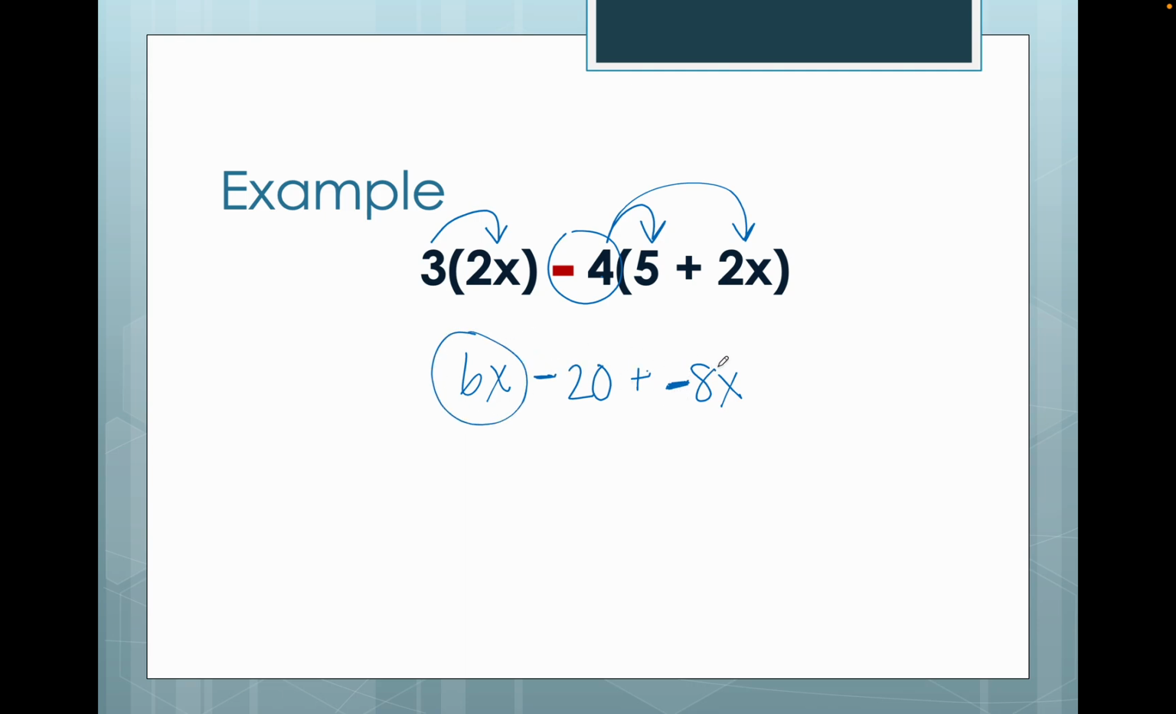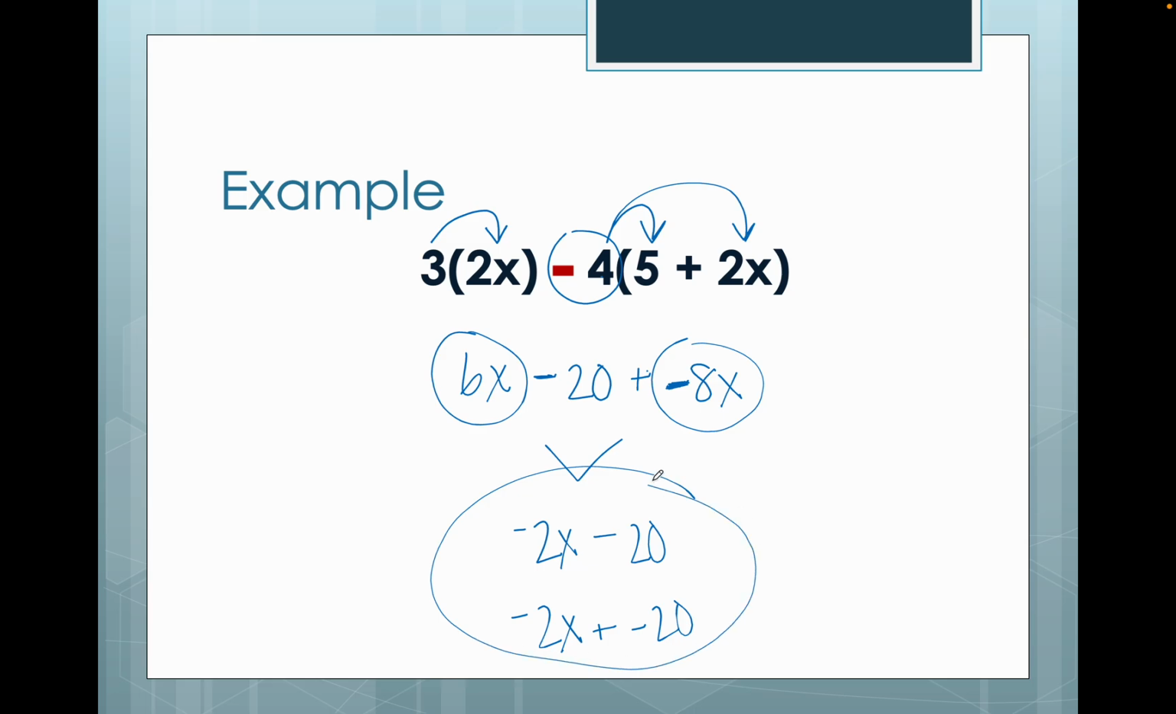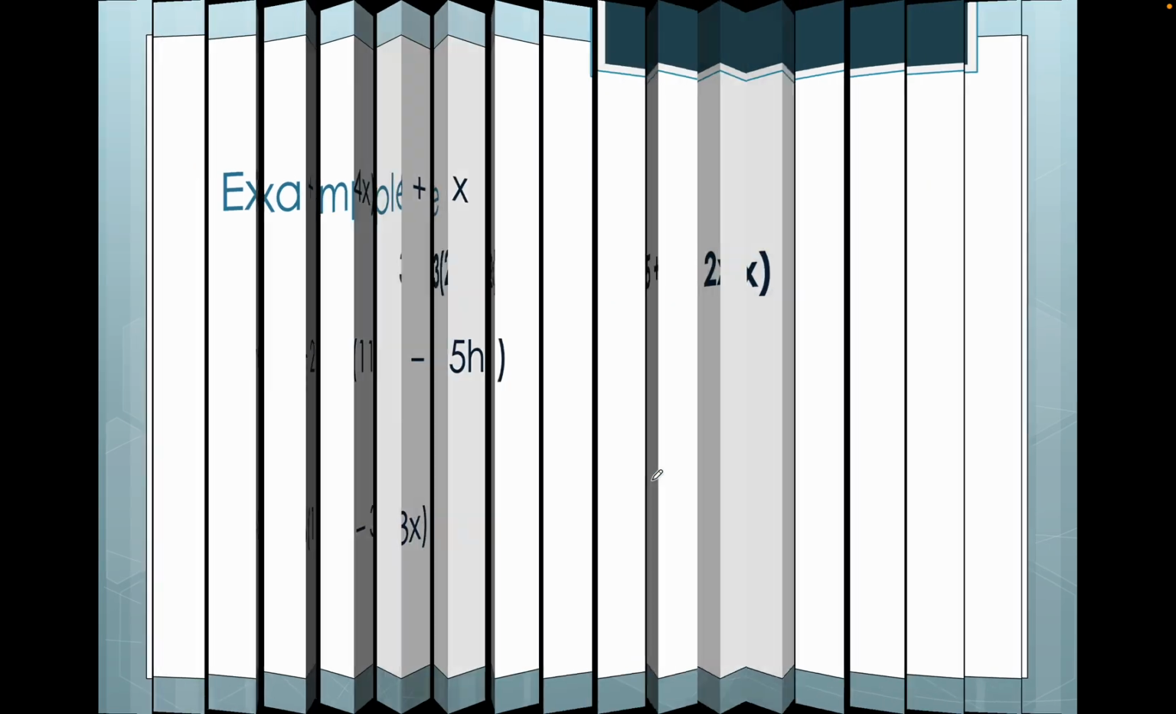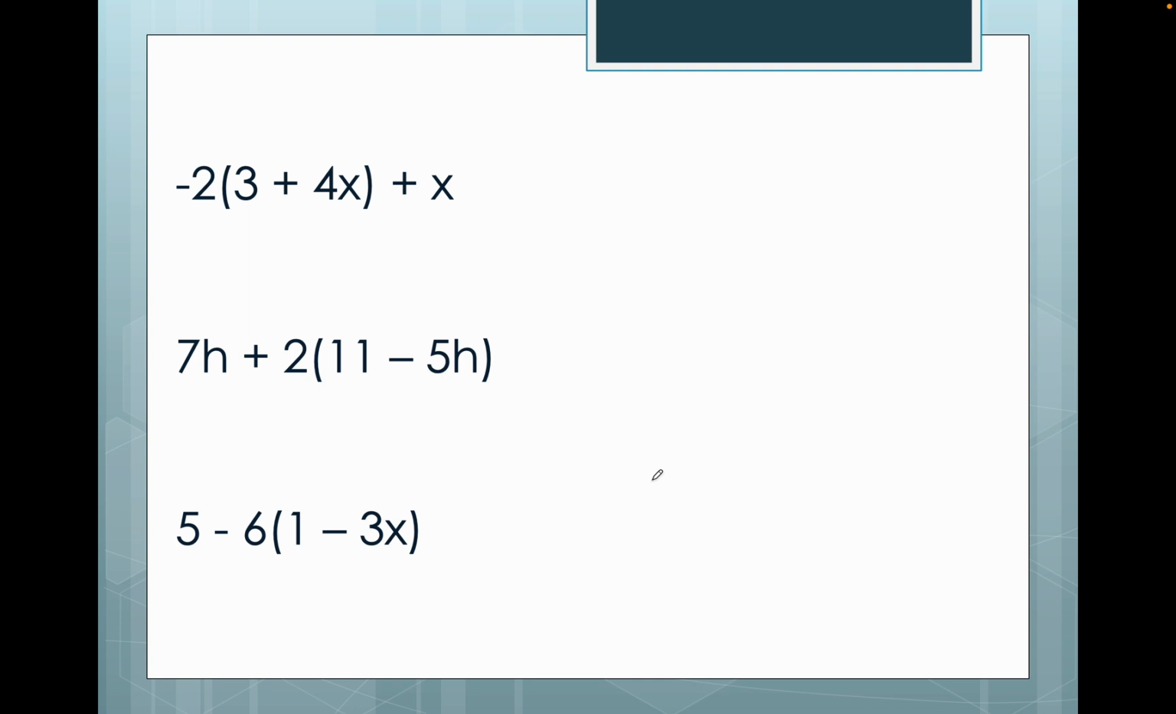Then you can combine your like terms, which here is negative 2x, and then you can bring down the minus 20 like that, or you can bring it down as a negative 20 and put a plus sign in between. Those are both correct answers. Take a few minutes to try these 3 practice problems.